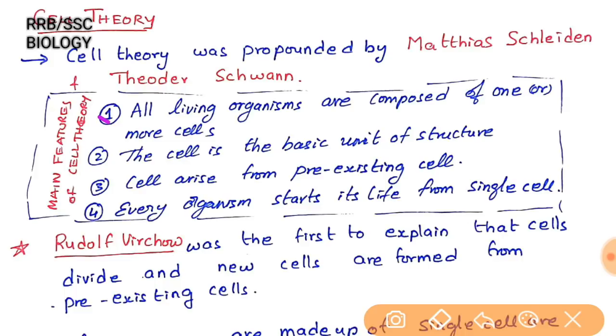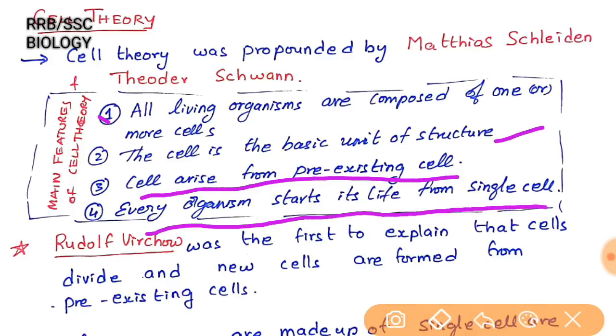The cell is the basic unit of structure, whatever the structure may be, whether it is animal or plant. Cells arise from pre-existing cells, thus one cell comes from another cell. The theory also says that every organism starts its life from a single cell. The yolk of an egg is a single cell, and from this single cell the whole animal has come. These things are propounded in the cell theory, friends.